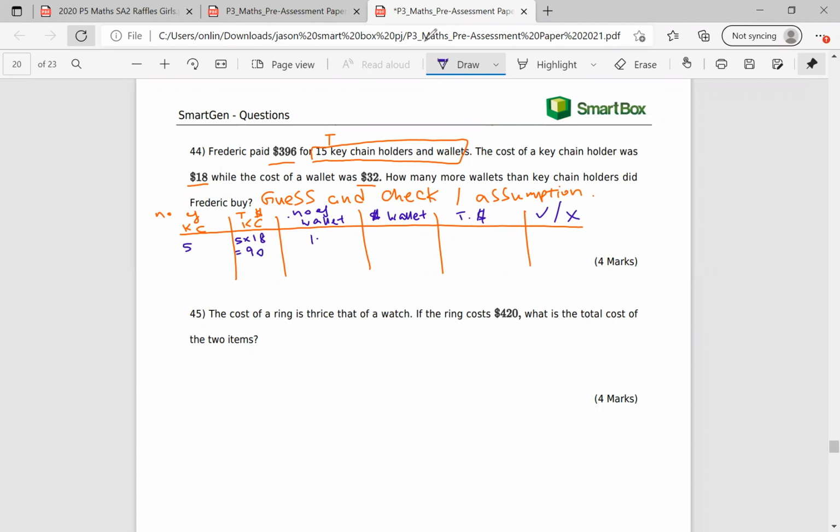So if that's the case, my wallet will be 10, because my total here is 15. So I will have 10, and then per keychain is equals to $32. I'm going to times $32. So if I times $32, I have 320. My total cost here is 320 plus 90, which I will have 410, means I'm wrong, because my total cost here must be 3960. So means I need to try a smaller number.